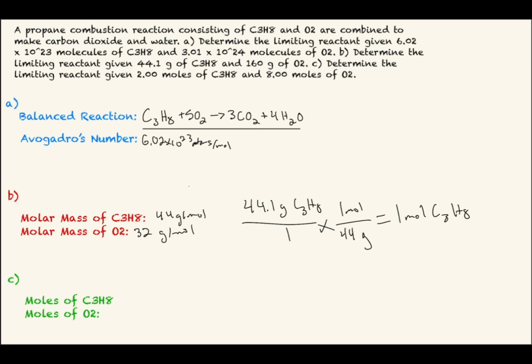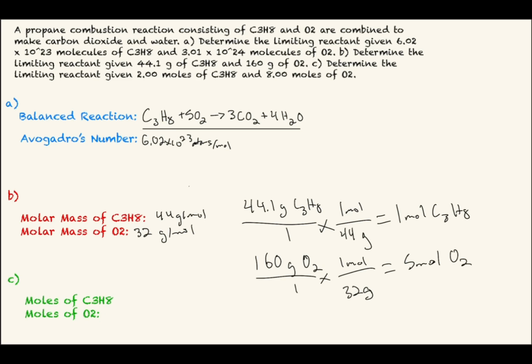And then we have O2, and we're given 160 grams of O2. We set that over 1. We need to multiply this by the molar mass, so we have 1 mole, and we have 32 grams on the bottom. And that will give us a value, I believe, of 5. So that'll be 5 moles of O2.